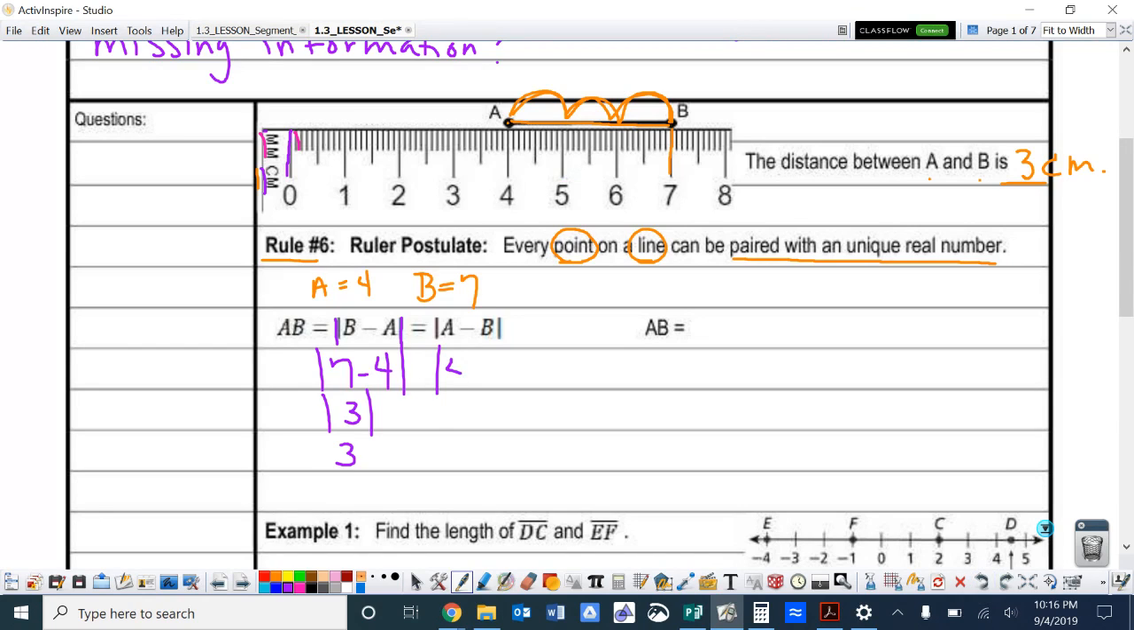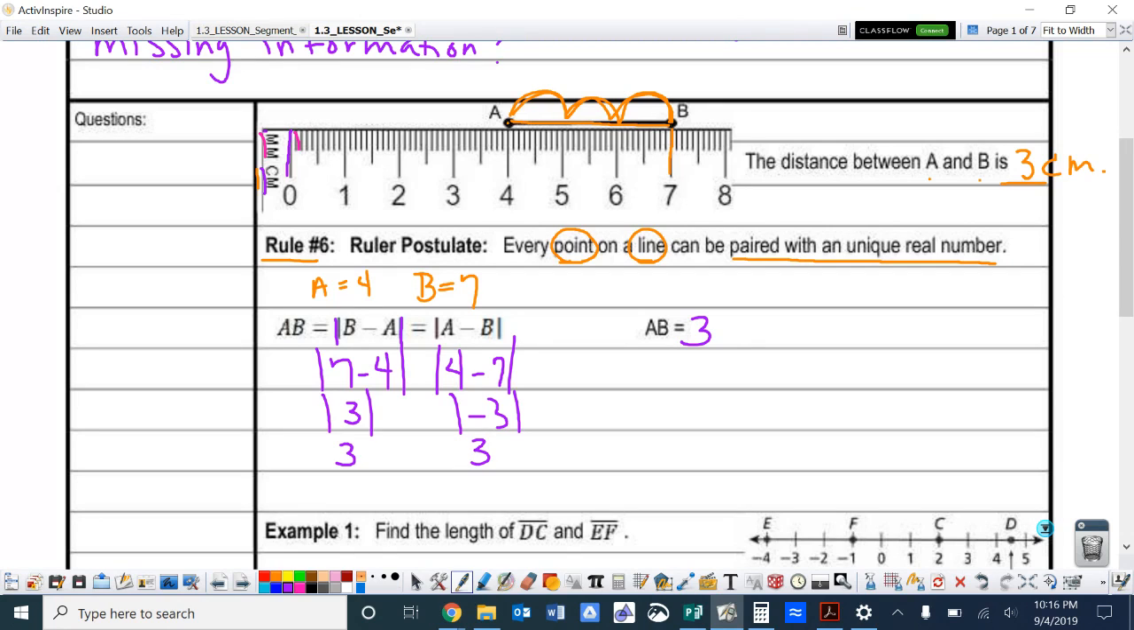So A is 4 minus 7. The absolute value of 4 minus 7 is the absolute value of negative 3, and the absolute value of negative 3 is just 3. So whether we measure from left to right or right to left, we get the same distance, and distance is always positive. So here we're reporting that the measure of AB is 3.